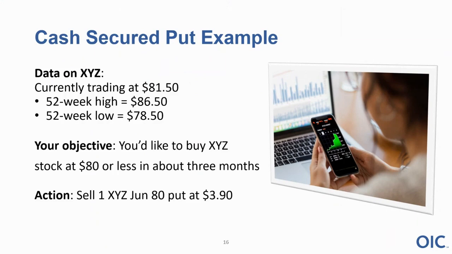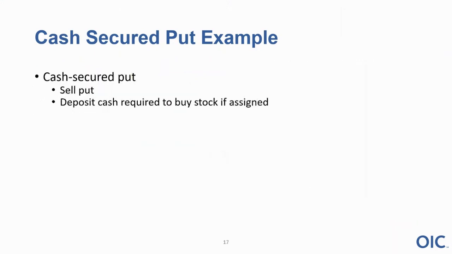So we're looking about 3 months out. We want to buy the stock for $80 or less. We look on our options chain and see that 3 months out would be June, and that June put is trading for $3.90. So we sell that option at $3.90. It's a cash secured put, so we're going to sell the put.